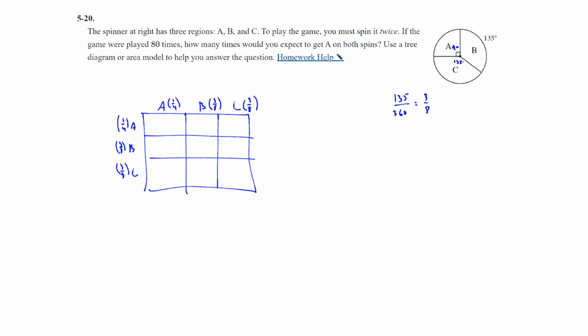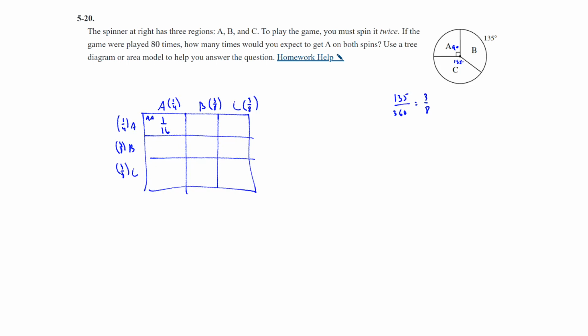Now, to win, well, it actually says how many times would you expect to get an A on both spins. So I'm only interested in this first box here where I get an AA, and that's 1/16. So that's my probability in terms of winning.